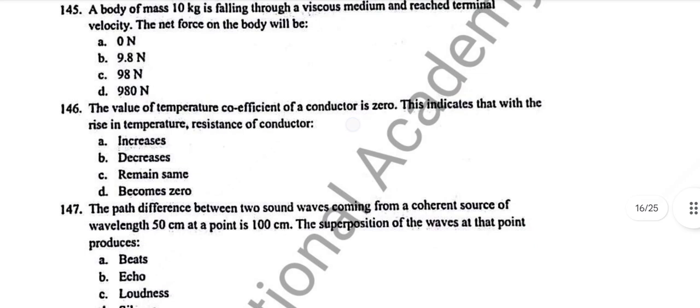Question number 146. The value of temperature coefficient of a conductor is 0. This indicates that with the rise in temperature, resistance of the conductor, and the correct option is A, increases. Normally, if temperature coefficient alpha is equal to 0, resistance remains constant. However, the key appears inconsistent with standard theory.